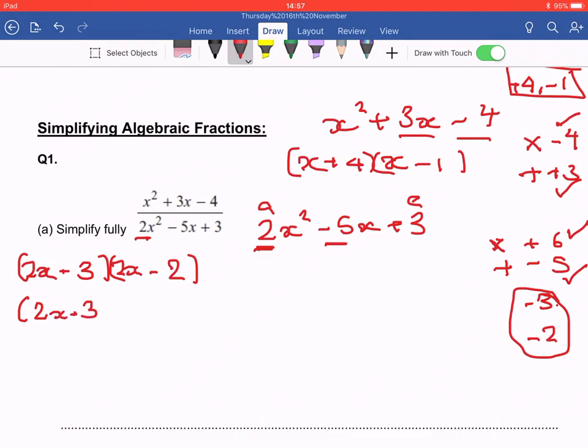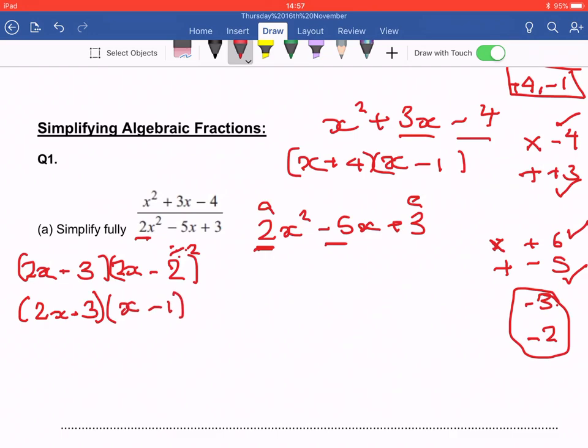And we'll look at the second bracket. So we've got 2x minus 2. Is there anything we can simplify there? Yeah, I think we can divide both by 2. So if we divide the second bracket by 2, we end up with 1x minus 1. So we'll just say x minus 1. And we're done.